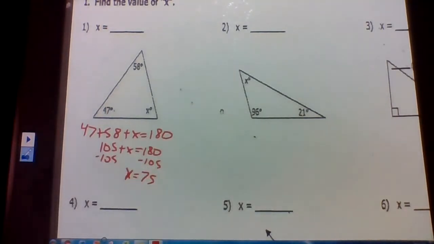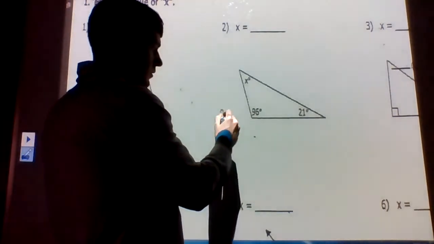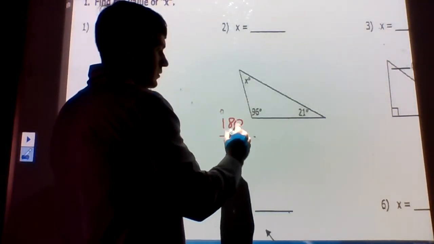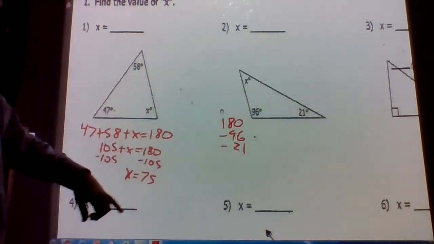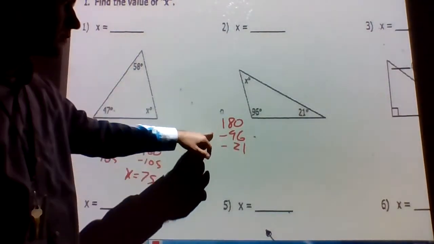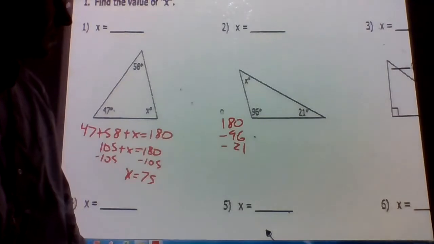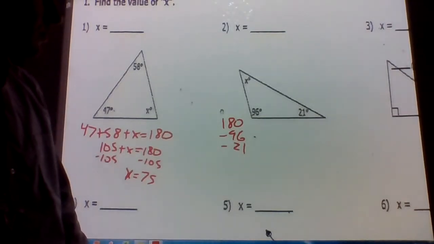Okay, here, same thing. So we're going to do 180 minus 96 minus 21 to get our third angle. We can write the equation out if you want to, but this is going to give us 63.